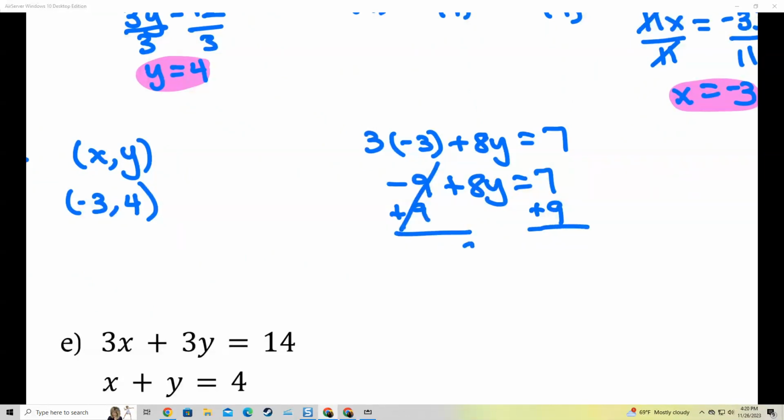These are going to cancel. I'm left with 8y is equal to positive 16. Divide both sides by 8. And I get y is equal to 2.